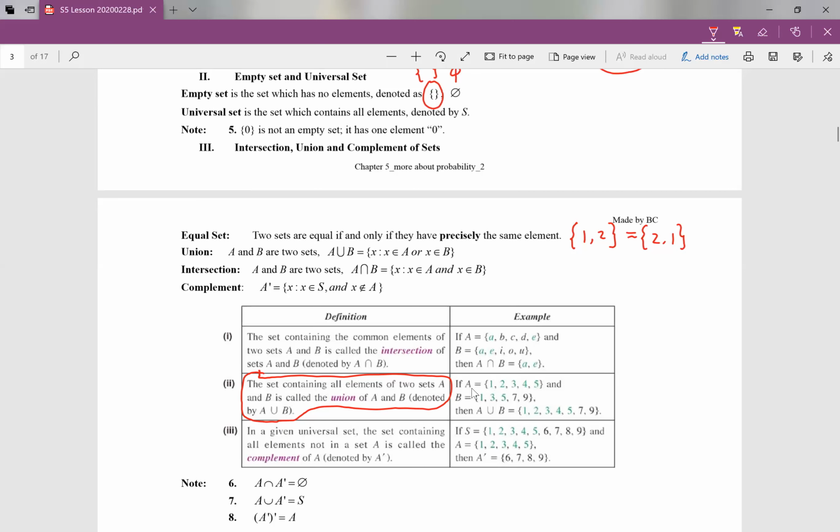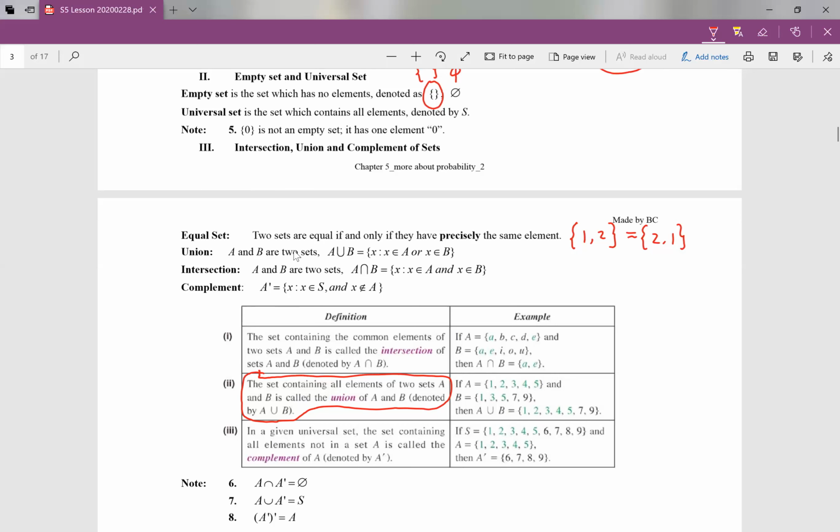Example, set A is {1, 2, 3, 4, 5}, set B is {1, 3, 5, 7, 9}. So if you union A and B, A ∪ B is equal to all the elements in A and all the elements in B, you put them together. If some element occurs in A and B at the same time, don't write it twice, just write it once. Okay? That is the union.